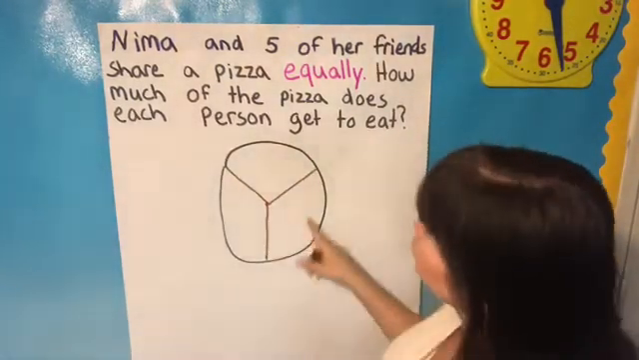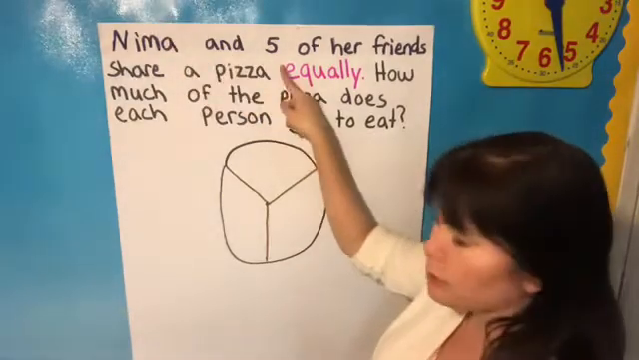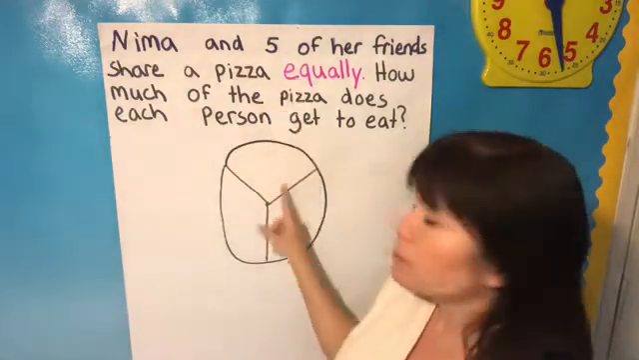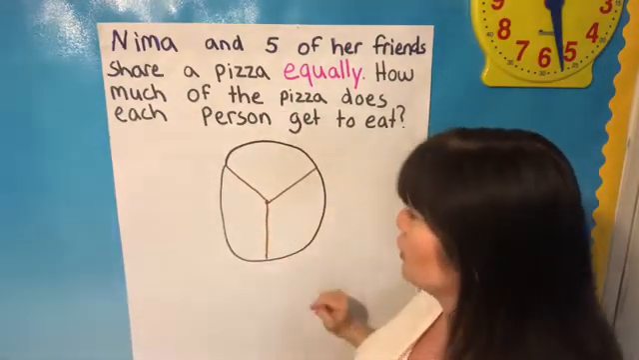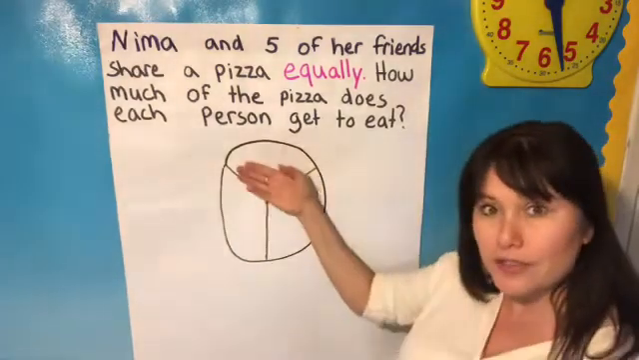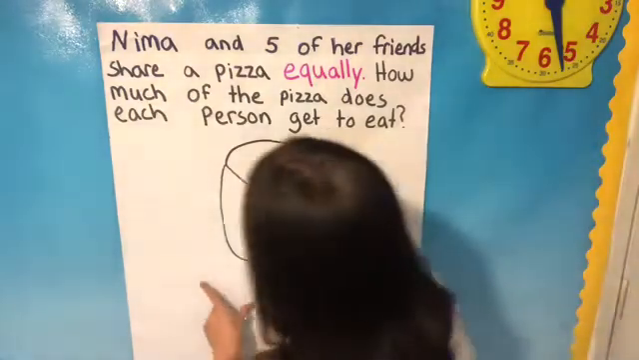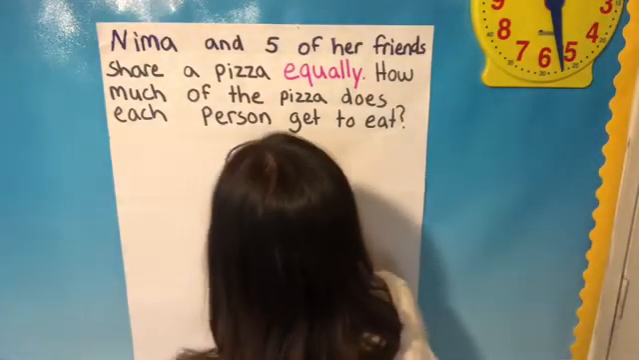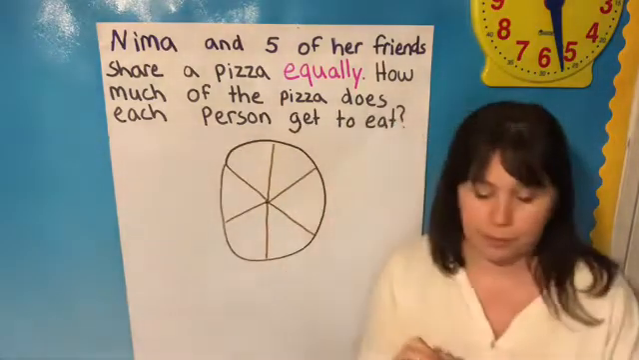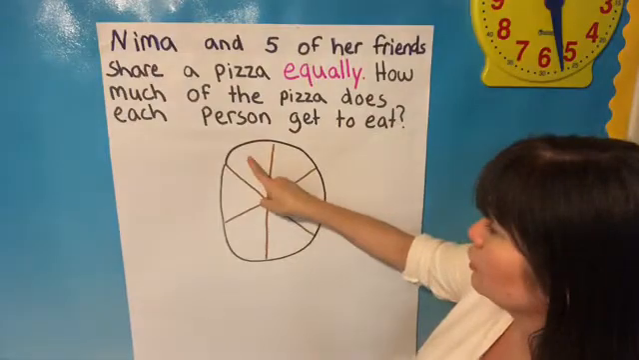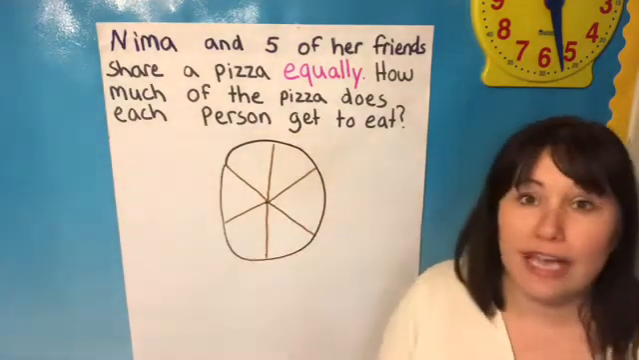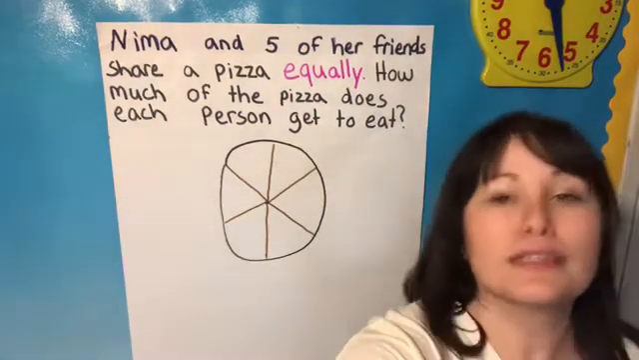Okay, so I now have 3 parts, but there's 6 people. So what happens if 2 people each share a piece? 2, 4, 6. So if I cut these pieces in half, I'm gonna end up with enough pizza for 6 people. Check me. 1, 2, 3, 4, 5, 6. I've now partitioned the pizza into the 6 pieces that I need.